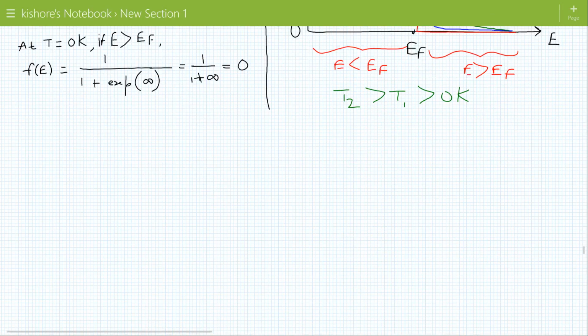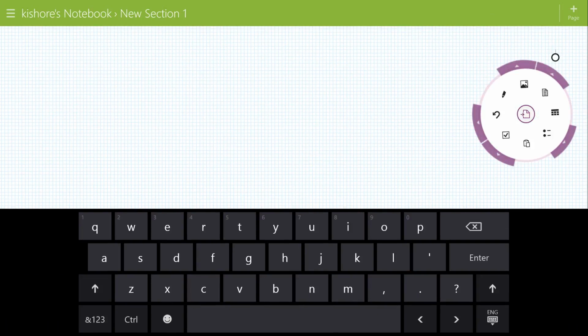We will use this curve in further analysis of semiconductor. Now let us see the concentration of electrons in conduction band of semiconductor.